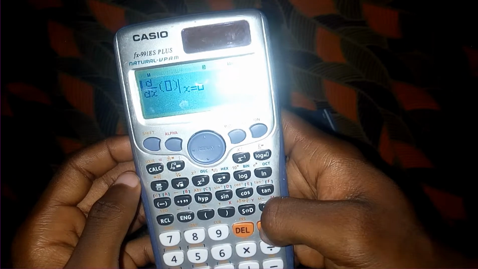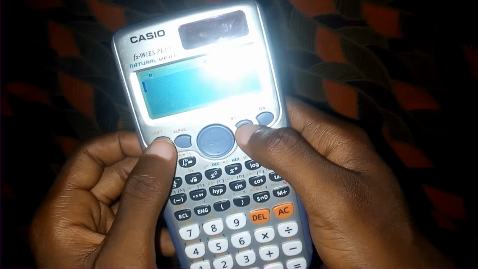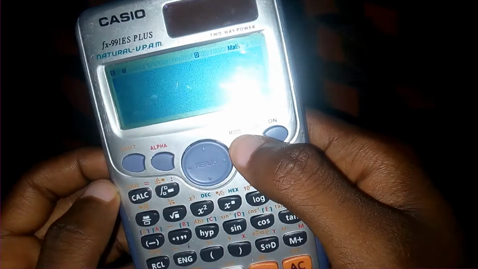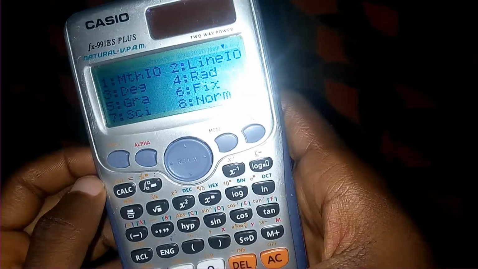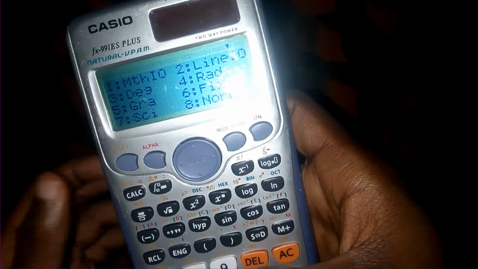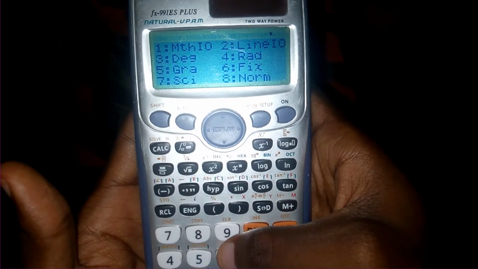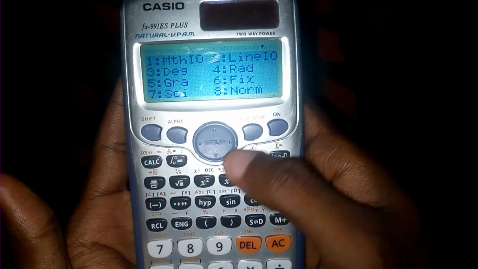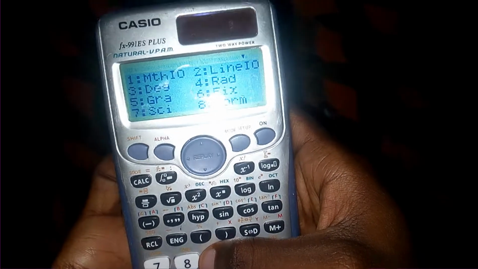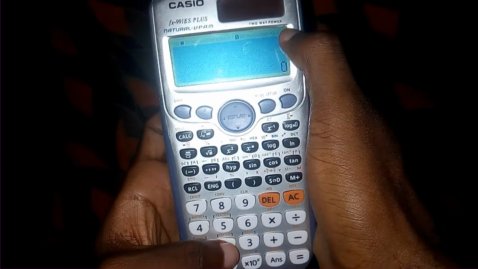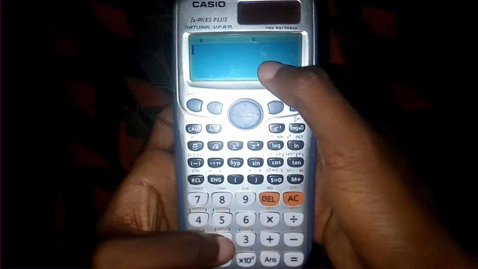Now if I press shift and press the setup, remember the setup is like settings, and the mode is like the type of math, the mathematical operations you want to carry out. That's the difference between the mode and the setup. Now if I choose linear, that's 2. If I press 2, you see the math display is gone. That's how I know that I'm on linear now.